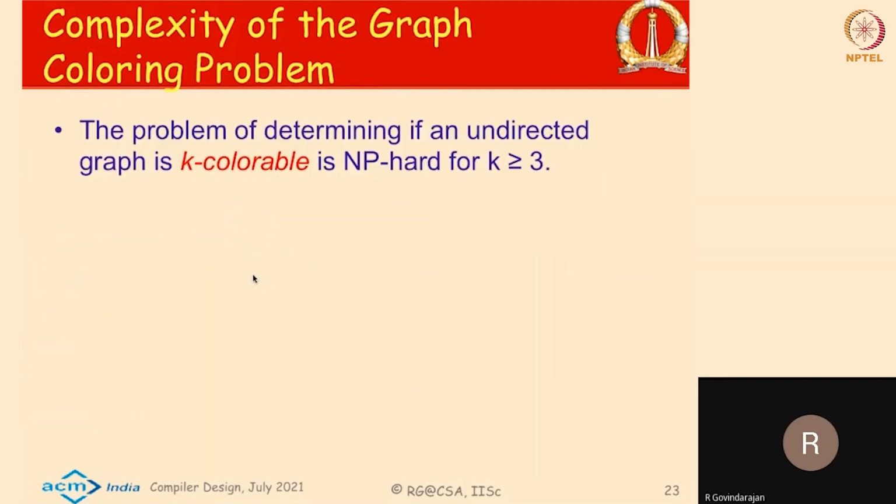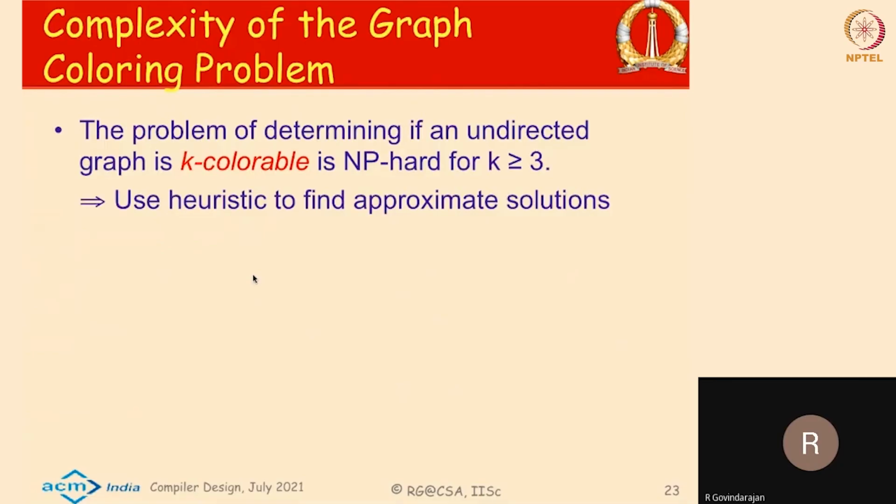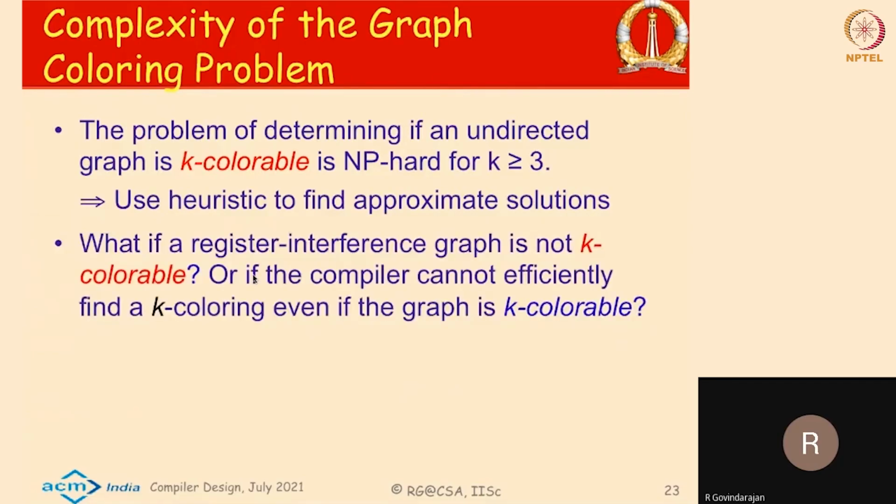The problem of whether a graph is k-colorable or not is NP-hard for k greater than or equal to 3. Therefore, people suggest using heuristics to find approximate solutions. Okay, so this is one problem that we have. The other question is, supposing somehow I find out that this particular graph is not k-colorable, where k is the number of registers that we have, then what should we do?